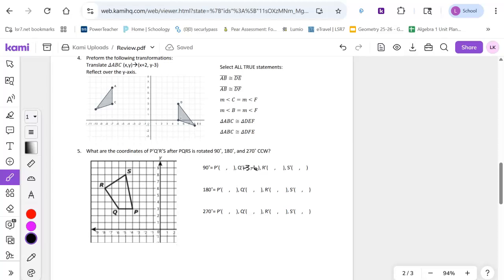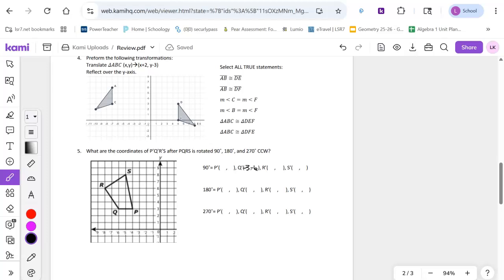Now number 4 says perform the following transformation. Translate triangle ABC 2 units to the right, 3 units down, and then reflect over the Y-axis. You can do these transformations, but you will see that if you do them, DEF is the composition of the transformations. So I need to select all that is true.